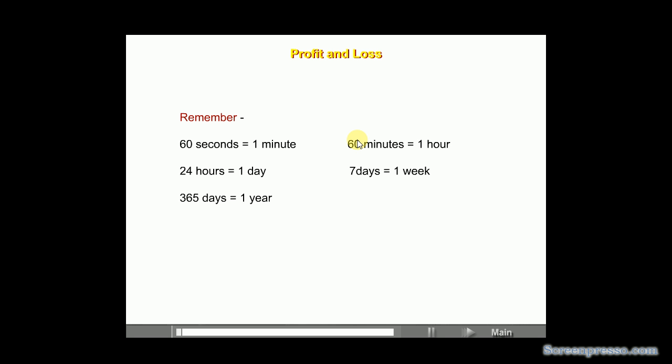Remember, 60 seconds is equal to 1 minute. 60 minutes is equal to 1 hour. 24 hours is equal to 1 day. And 7 days is equal to 1 week. 365 days is equal to 1 year.